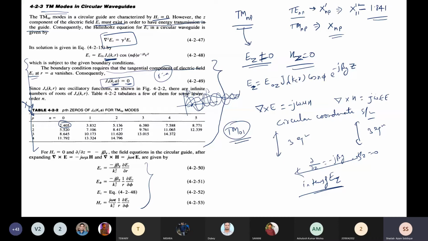Okay, I hope you understood these things. This is the table which we have. You can find it from any source; these are the zeros, the pth zeros, which we have got.